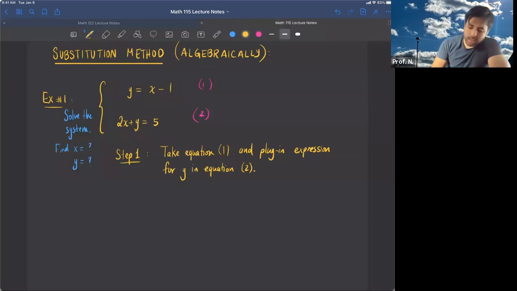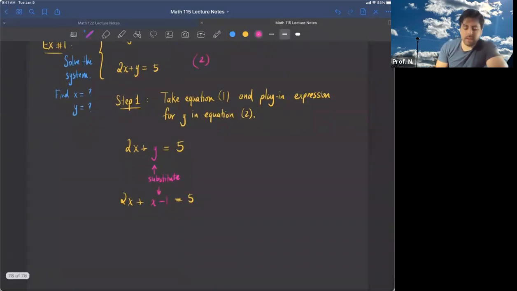Okay, so then what is that going to look like? This is going to be 2x plus, and now instead of writing y again, I'm going to substitute in the y value with the expression, so this becomes 2x plus x minus 1 equals 5. Do you guys see that? I'm just going to substitute it in now. And that's the first step.